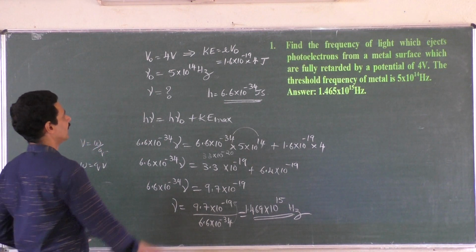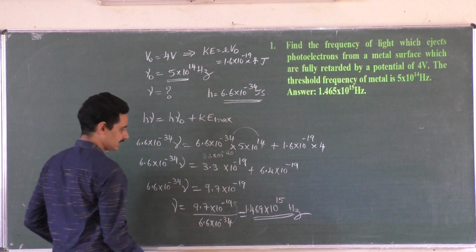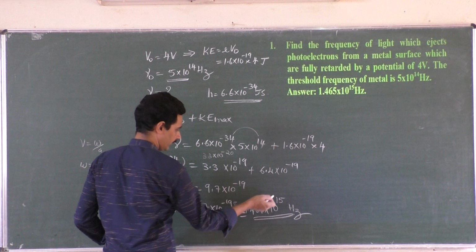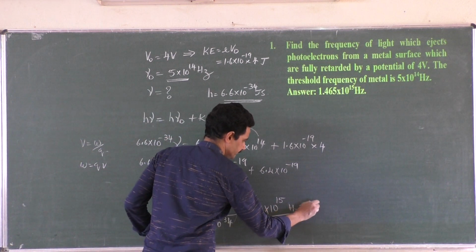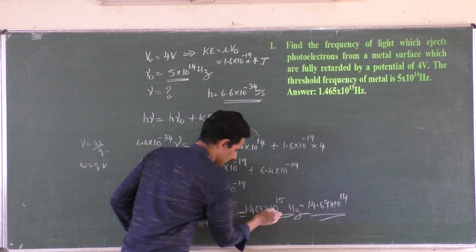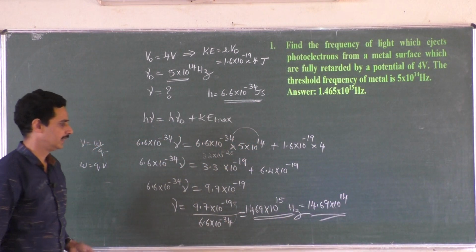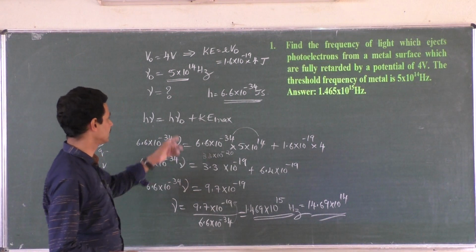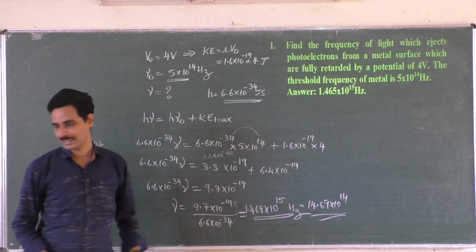It is 5 into 10 to the power 14. 14 means I can give 1/10 here, 10 to the power 15 this one, 1/10 here means 14.69 into 10 to the power 14. You donate 1/10 to this one, then it becomes 10 to the power 14. So, 14.69 into 10 to the power 14 hertz, which is greater than 5. So, we got the correct answer.